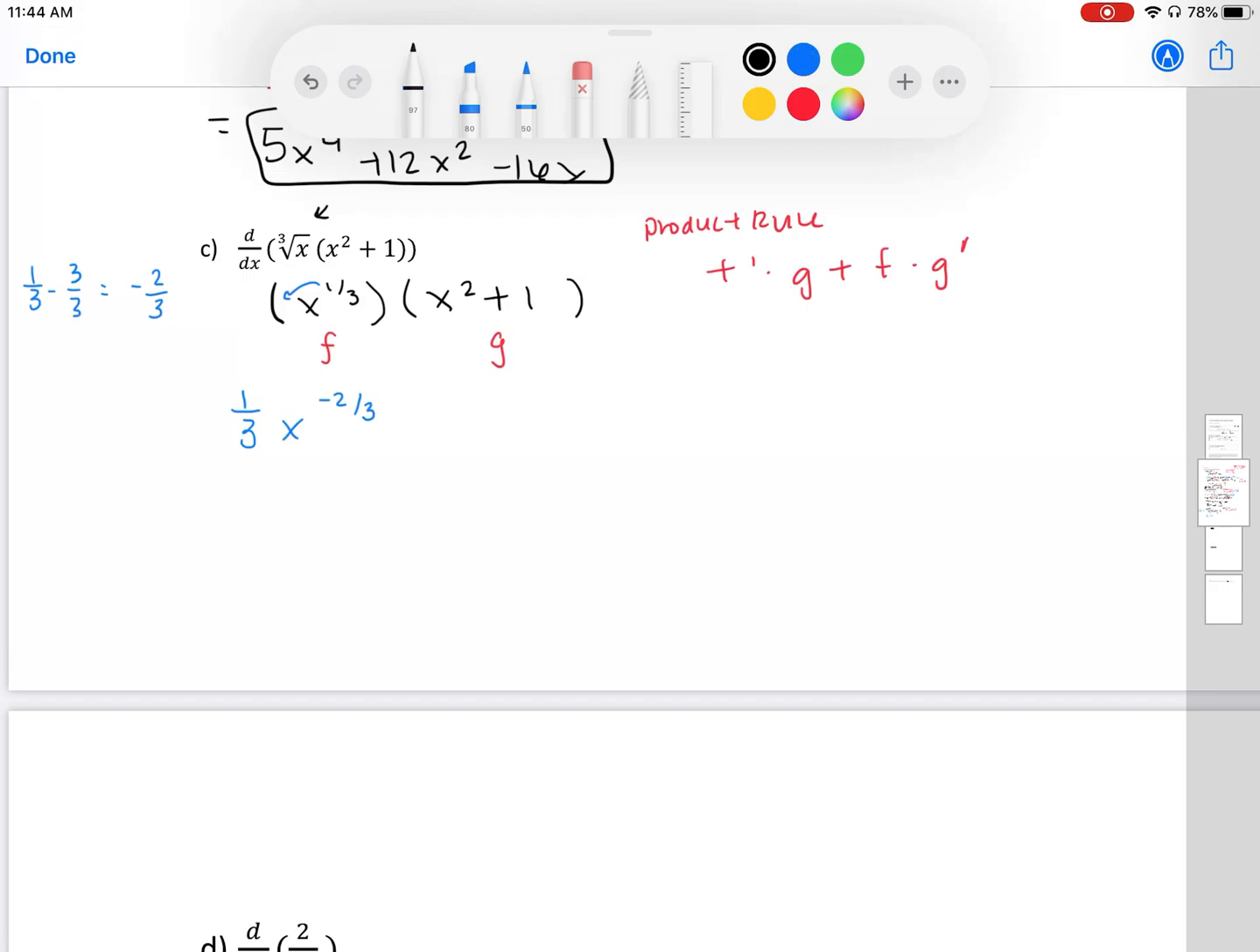Okay, and my function g is x squared plus 1. All right, next one I want to take my function f, which is just x to the 1/3 power, and apply my derivative of my second. So we have 2x plus 0. Okay, let's multiply it in and clean it up.